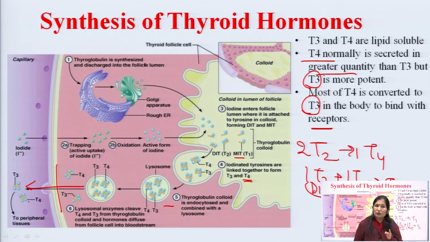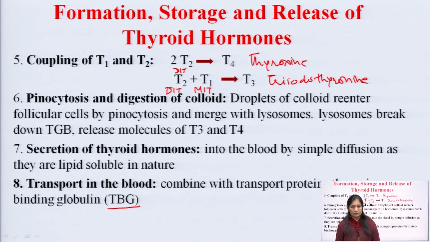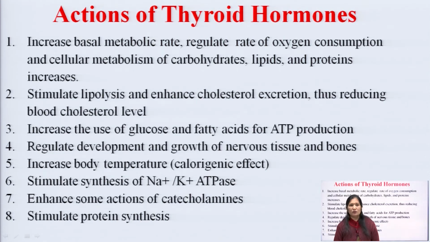And as I told you, thyroid hormones are lipid soluble hormones, so receptors of thyroid hormones are present inside the nucleus. They are nuclear receptors inside the cell because they are lipid soluble. So, T3 is more potent and T3 binds with the receptors to produce its action. So, these were the synthesis steps.